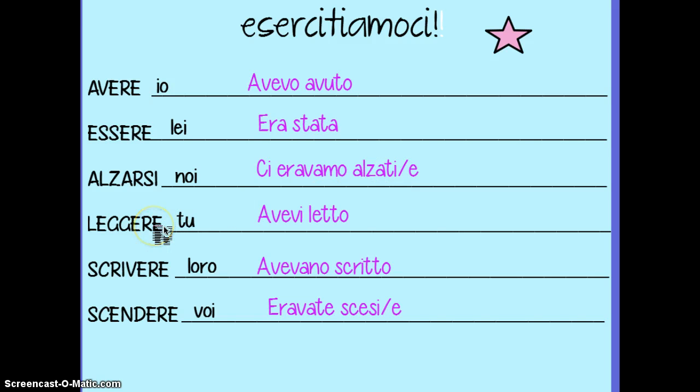Next one, we have leggere. Hopefully you remember, leggere is an irregular past participle. So, tu avevi letto. Scrivere, loro avevano scritto. Same thing, scrivere is an irregular past participle. And if you struggled with putting the correct past participles, you have to go back and review those because they're very important. So, the trapassato is kind of a good thing to do because we're reviewing everything we've already learned. In scendere, eravate scesi, or scese. Remember, scendere is a house verb. So we used essere as a helping verb and then changed our past participle endings.